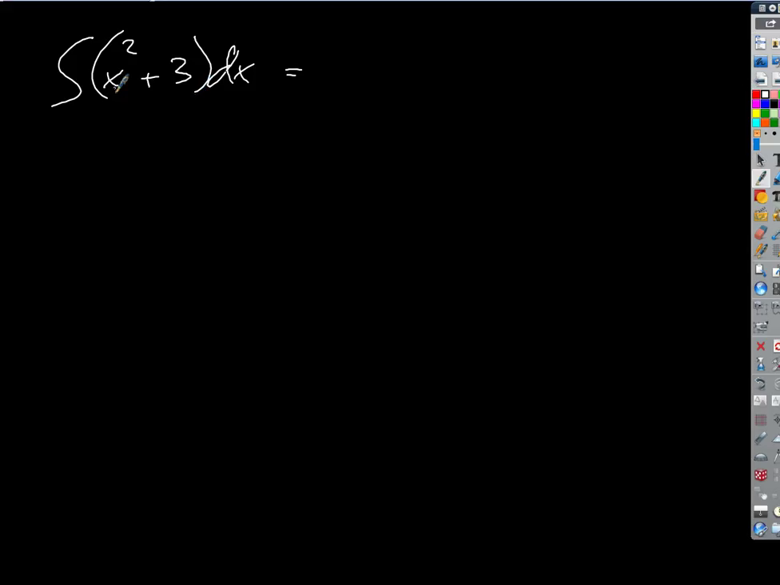So what am I going to get from this first term? If we play calculus jeopardy, what's the antiderivative of x squared? X cubed over 3. Good. Does that make sense? Because if I take the derivative, the 3 will cancel the 1/3, and then I end up with my x squared, right? Okay. What about this one? What's that going to be? 3x. There you go.